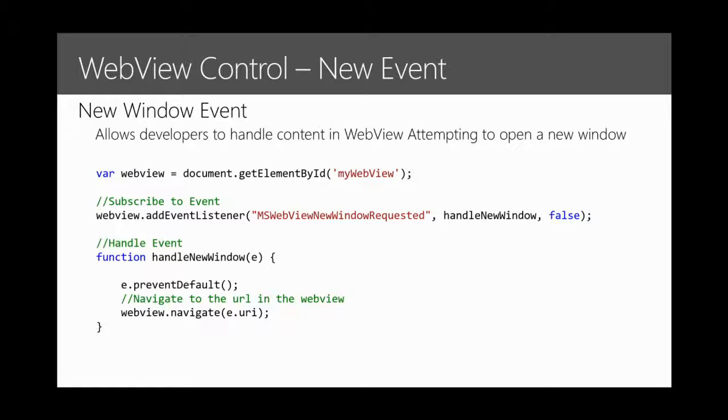Now, this is probably the one that has the most meaning to a lot of developers that have been using the web view and have encountered a situation. The situation is this. If you click on a hyperlink in a web view and it says target equals underscore blank, what do you think the behavior is? If you're in the app, in the web view, what do you think it might do?